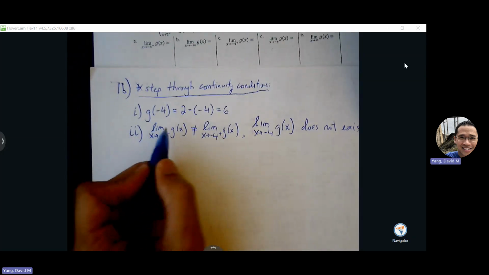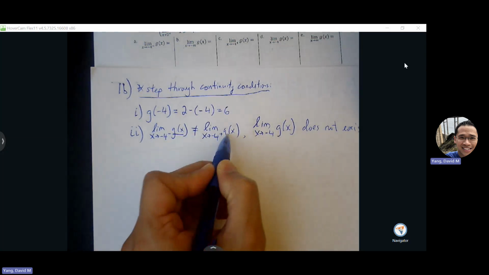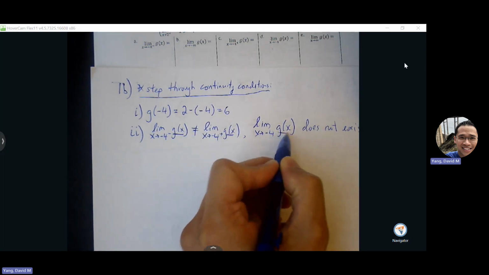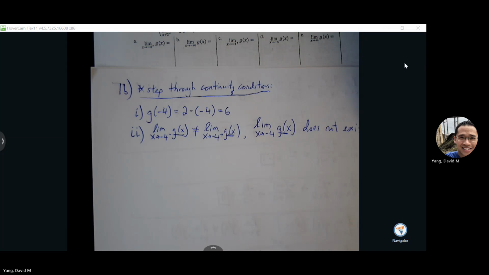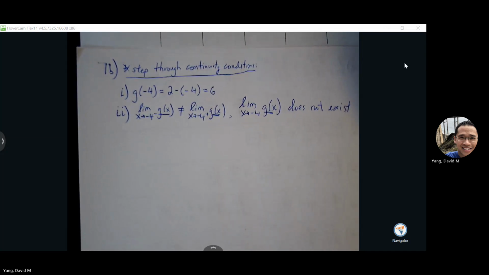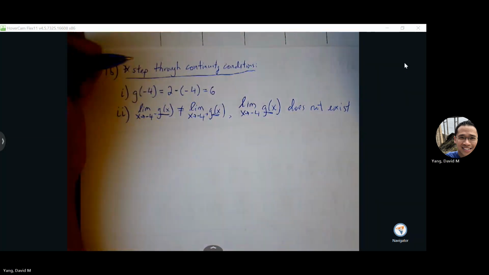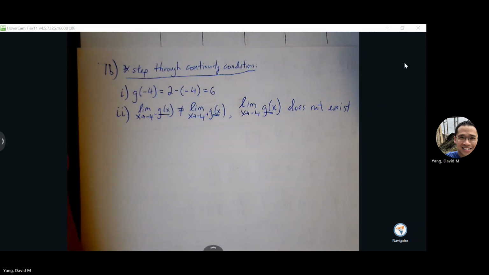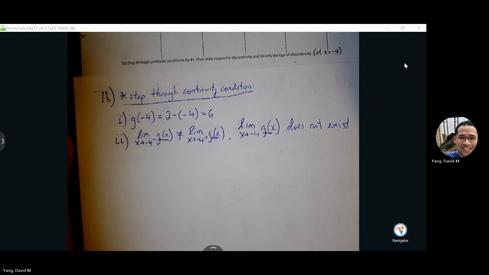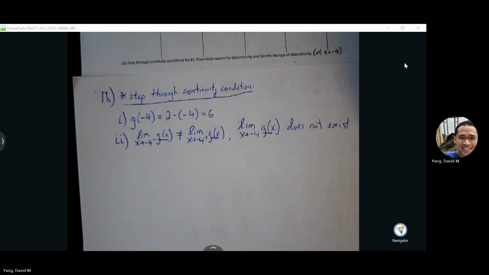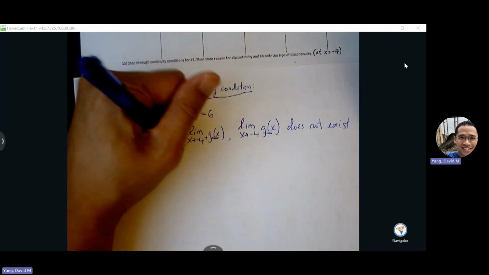Okay. Make sure you're writing out your full statements, that you're including the name of the function with each limit notation that you're writing. And what type of discontinuity can we call this? Second condition fails. Yeah, non-removable.